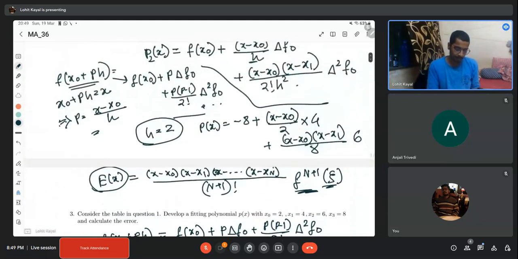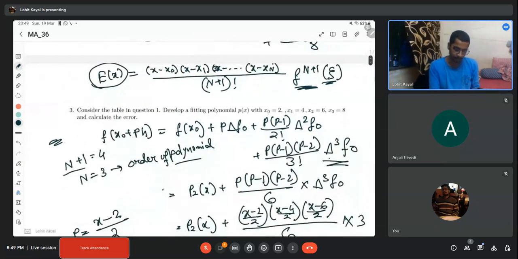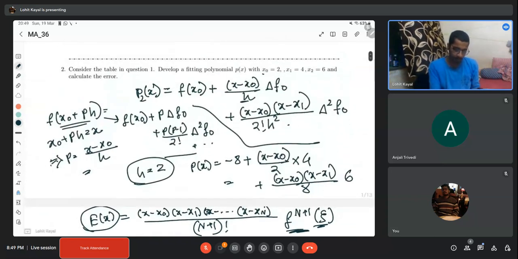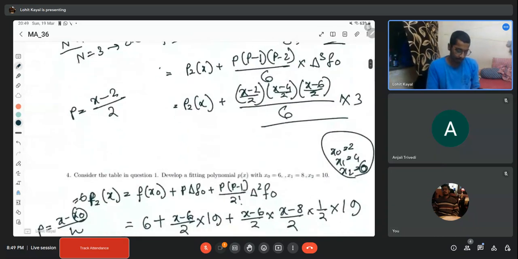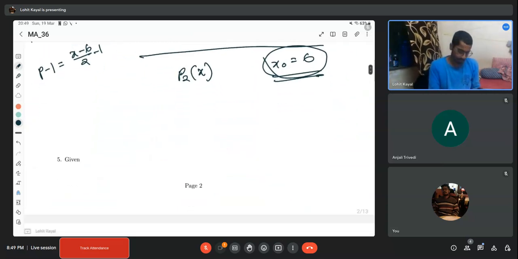So this is the quadratic polynomial. This is the cubic polynomial, because the data points are 4. Here, we have only 3 data points. And again, this is an example of the shifted forward difference. I can change my difference of x naught and calculate the polynomial.